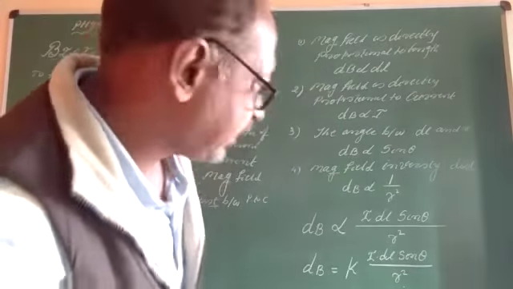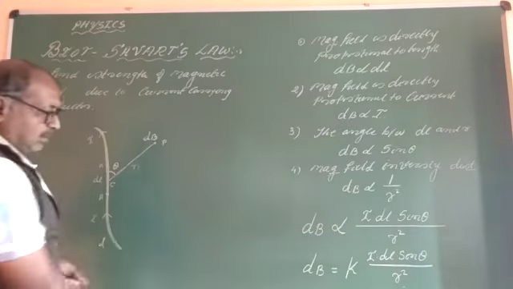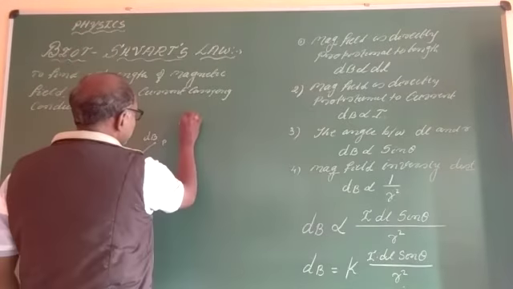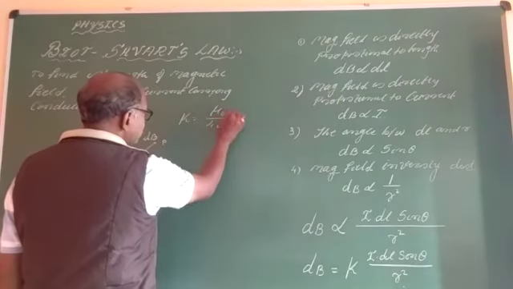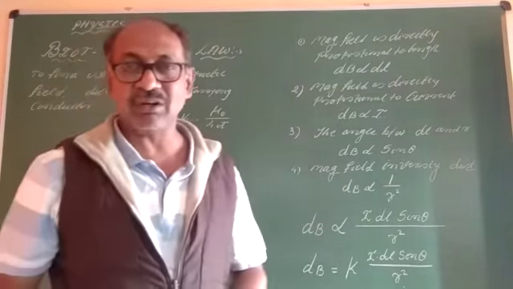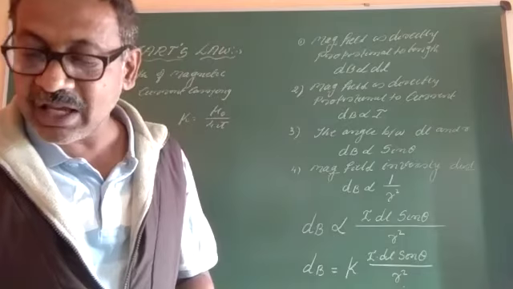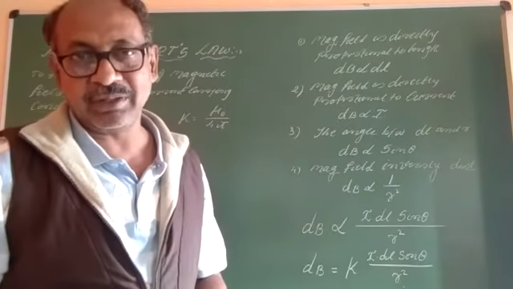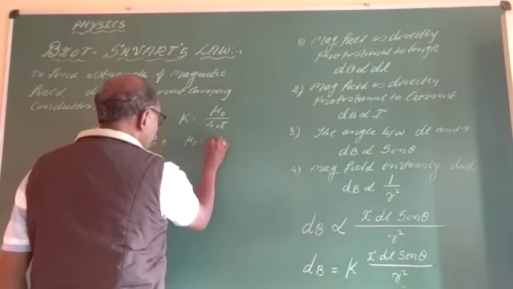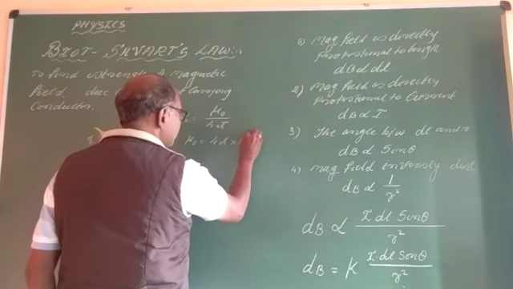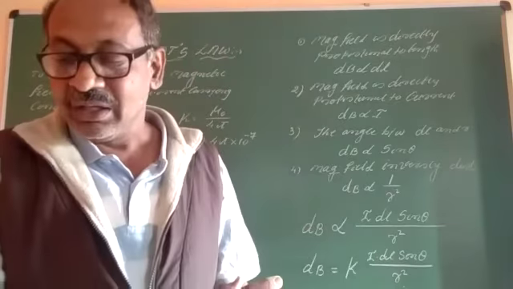What is this K called? The K is considered as mu naught divided by 4 pi. What is this mu naught? It is the absolute permeability of the free space. That is mu naught. The mu naught is equal to 4 pi into 10 to the power of minus 7. This is the value of that.